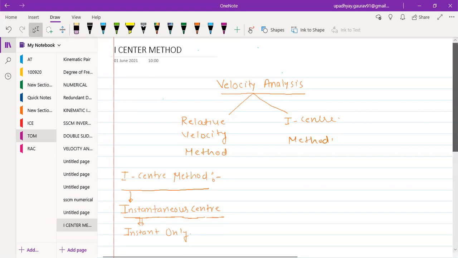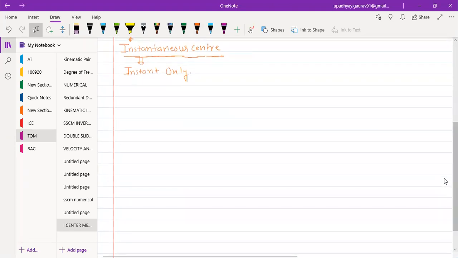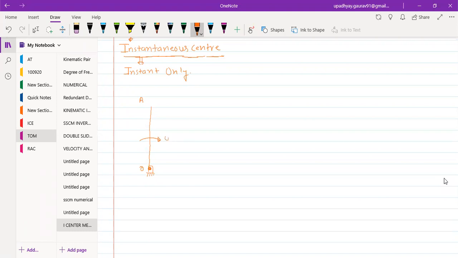So if I say, this is some kind of link, and the name of this link is OA, which is hinged at point O, and the angular velocity is given as omega. Can anyone tell which kind of velocity OA has?